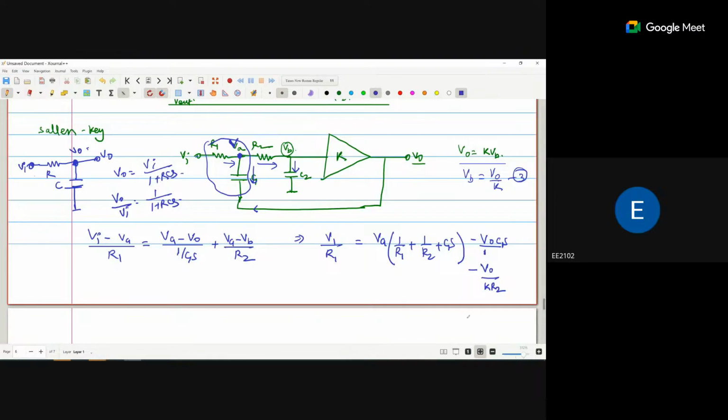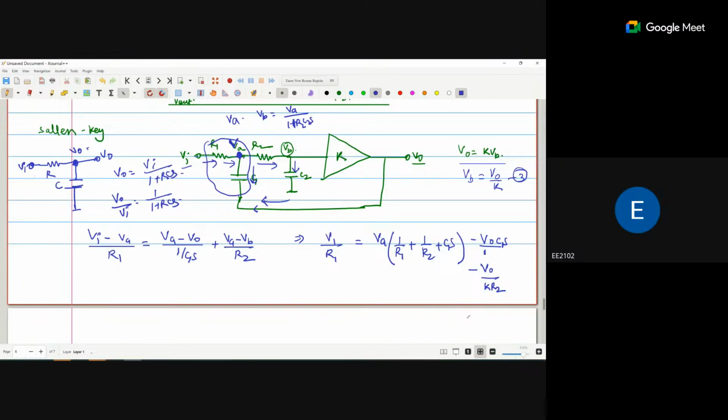Now assume this is VA, that is the effect of this voltage and this voltage. Can I write VB as VA upon 1 plus R2C2S? Yes, sir, we can write that. VA is the combination of VA plus V naught, but the overall voltage is VA.